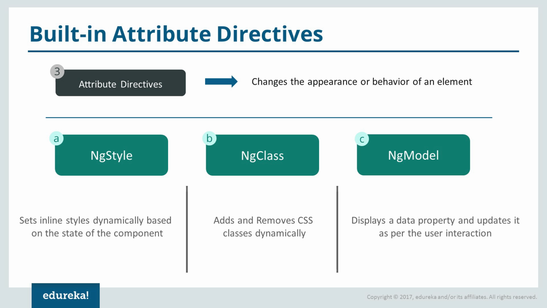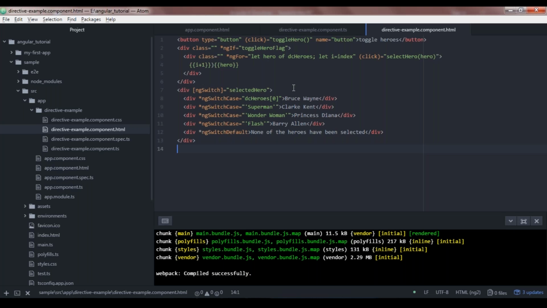The first one in our list is ngStyle. So whenever we have multiple inline styles for a particular element and you want to change the style of that element dynamically based on certain conditions or the state of your component, then you're going to go ahead with ngStyle. So let's understand what it actually means. Let's say I want to change the style of this real name dynamically based on certain condition. So let's go ahead and do it.